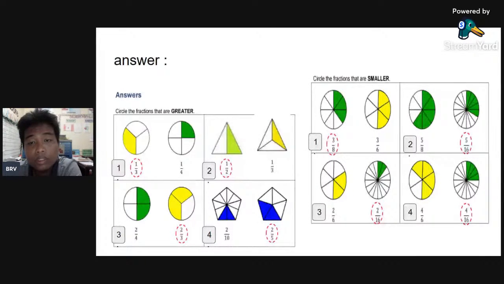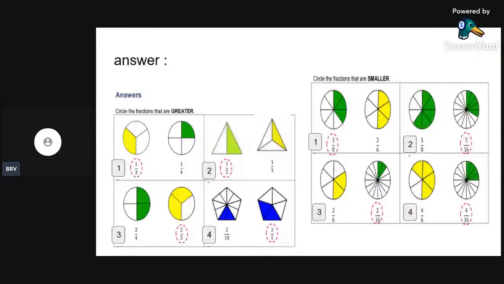In test 2, 3/8 is smaller compared to 3/6. Number 2, 5/16 is smaller compared to 5/8. And number 3, 2/16 is smaller compared to 2/6. And then number 4, 4/16 is smaller than 4/6.